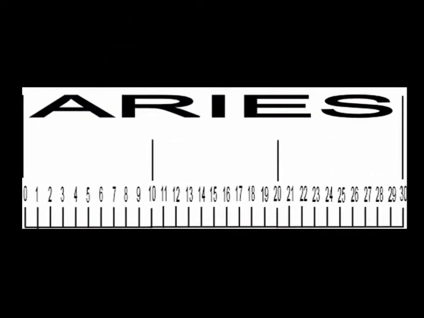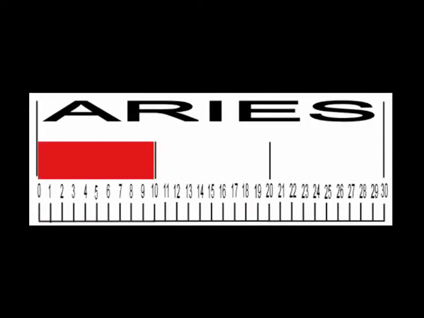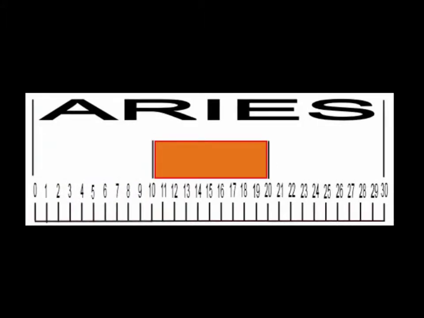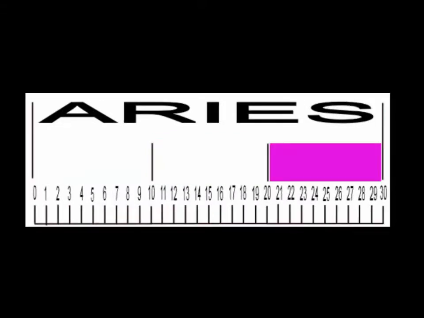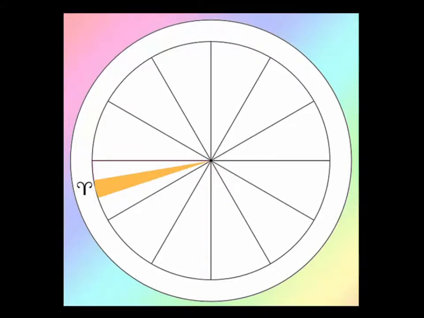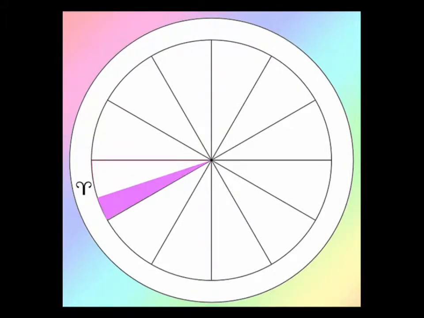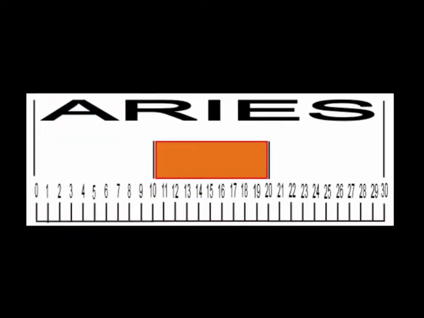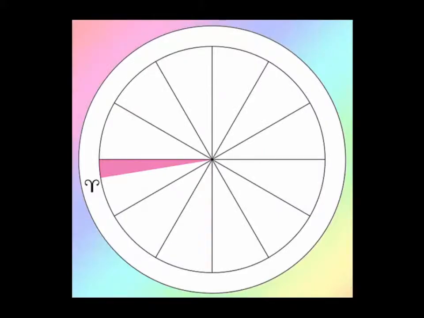All right, here we go. Every sign has 30 degrees. Right now, I took Aries. You see the three sections. The first 10 degrees from 0 to 10. The second 10 degrees from 10 to 20. And then the third 10 degree section from 20 to 30. In a chart wheel, it would look like this. Here's the first 10 degrees of Aries in red. The second 10 degrees in orange. And then the third 10 degrees in purple. Each of these 10-degree areas is called a decanate.